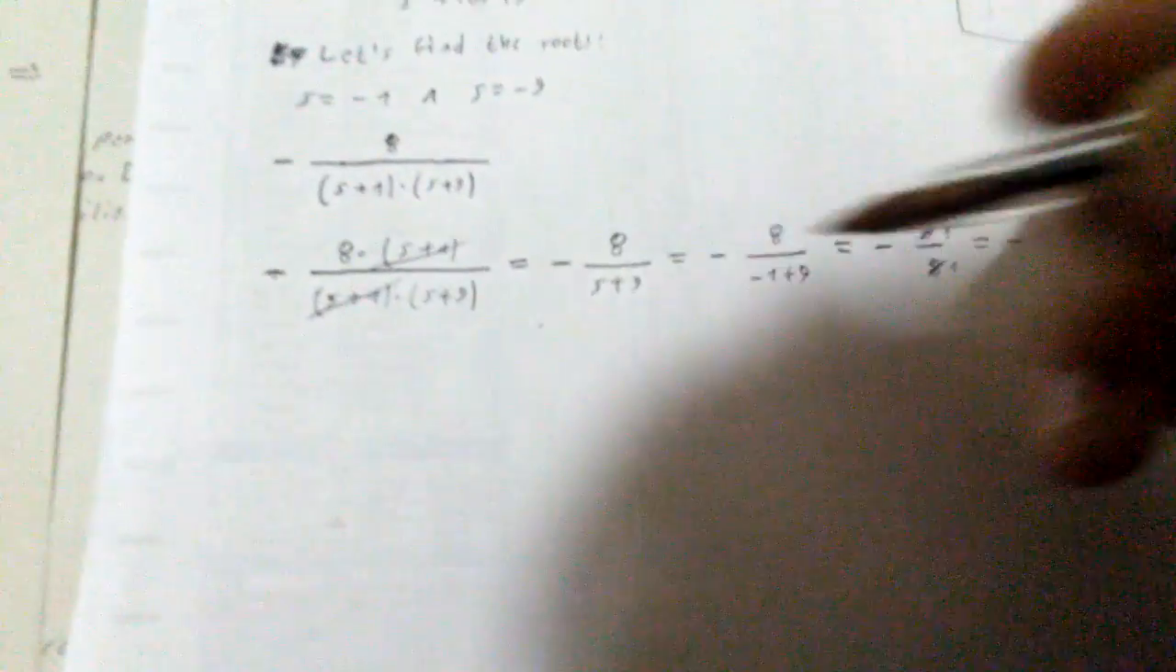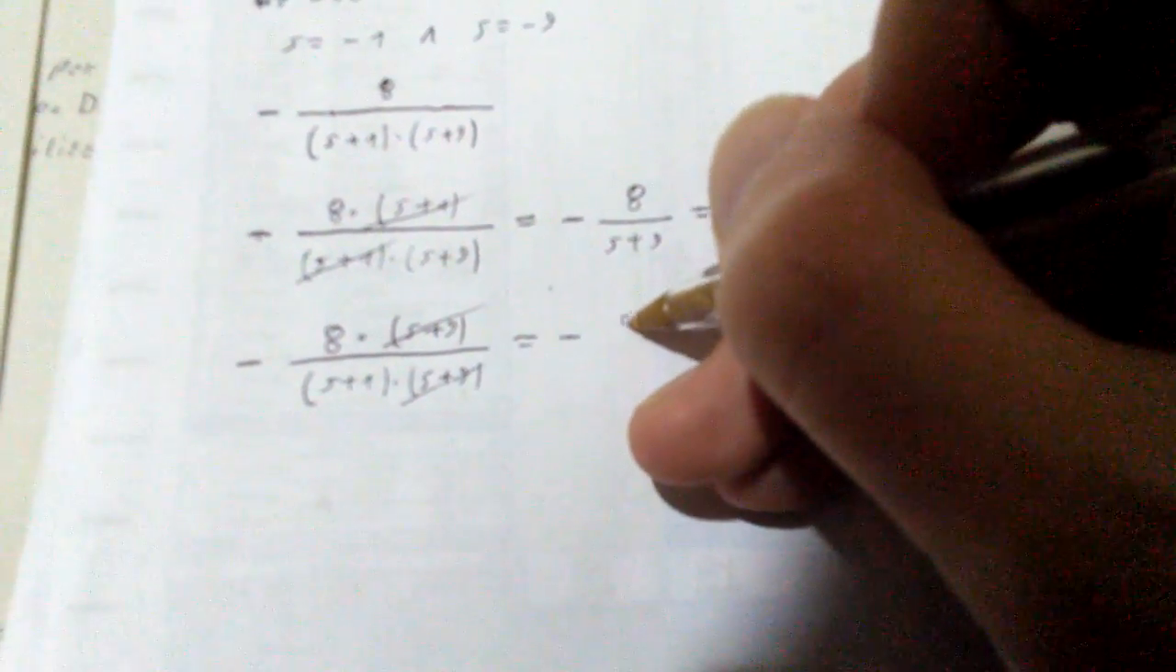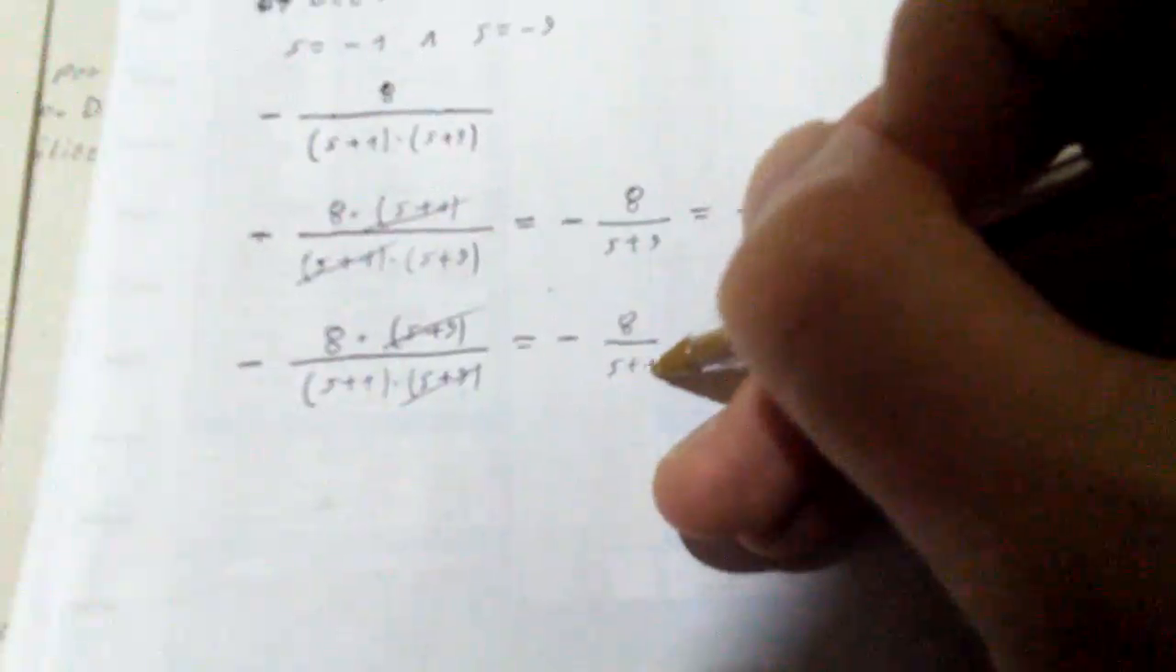Let's find the other pole. In order to find the other pole, we're going to have 8 over 8 times the other, so s plus 9, everything over those two guys, so s plus 1 times s plus 9. Those two guys cancel out, and we're going to get negative in front of everything, 8 over s plus 1.